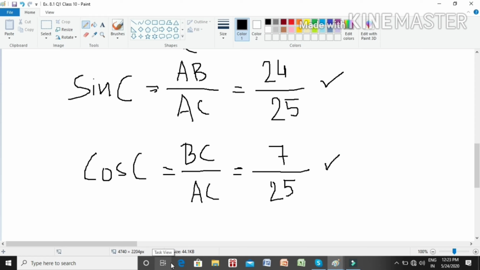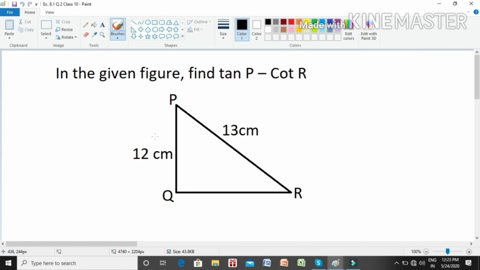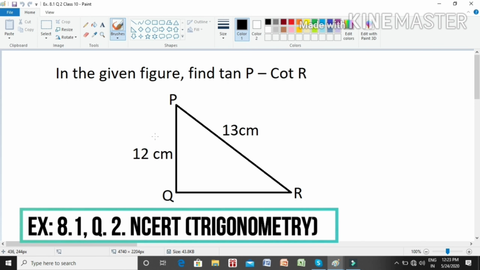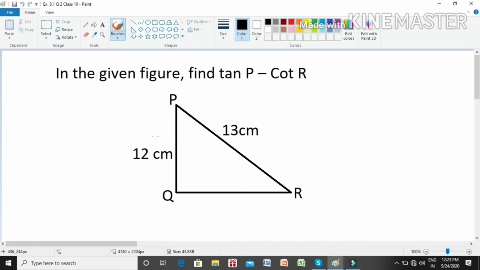Now let us go to the next question, question number 2 of exercise 8.1. In this particular question, you are again given a right angled triangle, where you have the measurements PQ equals 12 and PR equals 13 centimeters, and the right angle is again on Q.